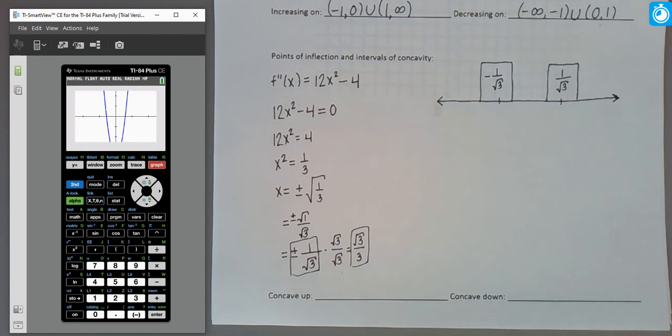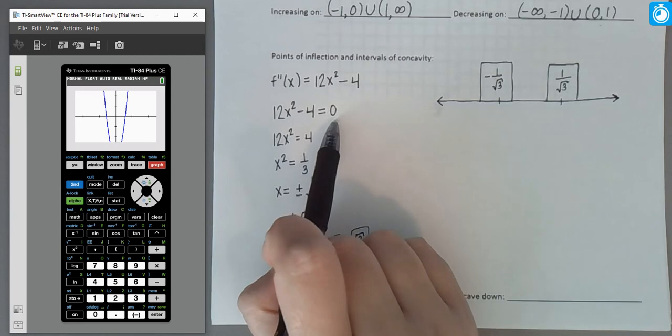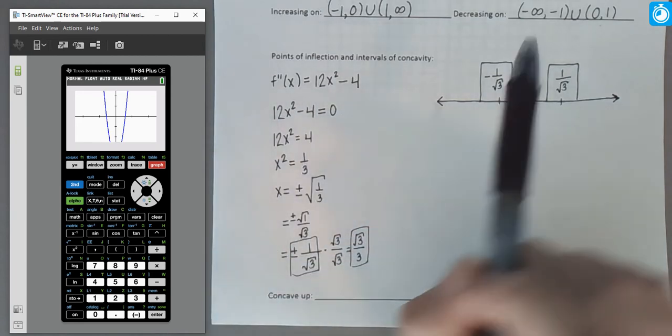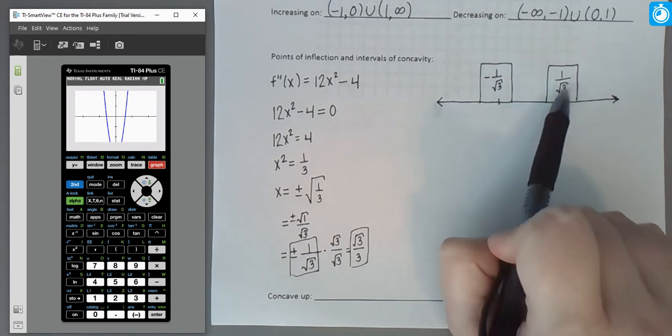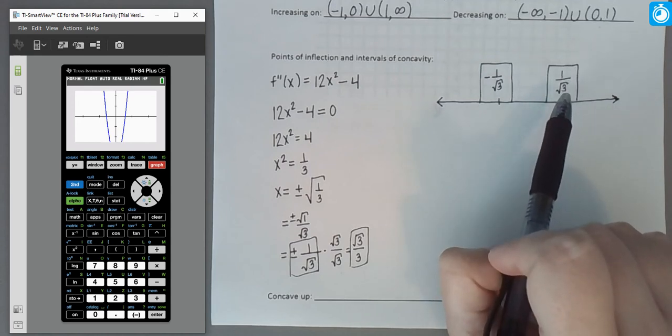Okay, so what are we analyzing? This is the graph of the second derivative. We want to know where is our second derivative positive and where is it negative. Well, what's significant about the x-intercepts here? Those are the locations where our second derivative evaluated to 0. So that's going to be negative 1 over root 3 and positive 1 over root 3. Those are your x-intercepts there on this graph.